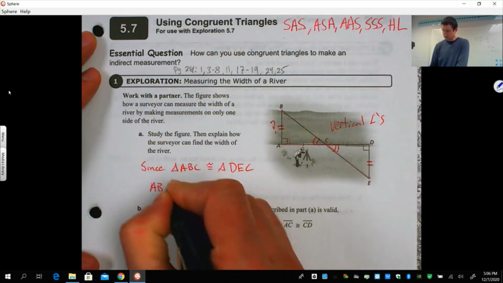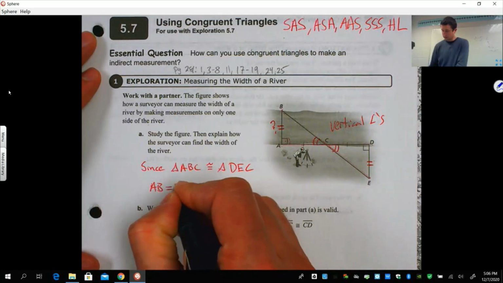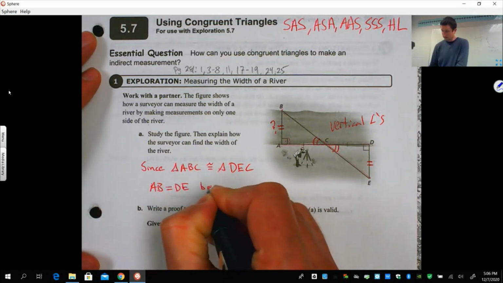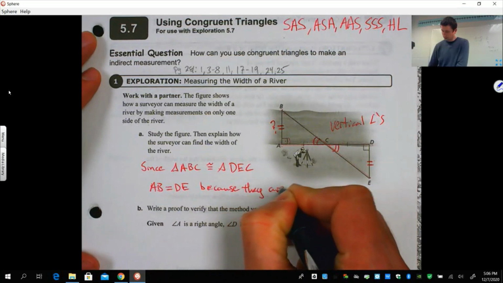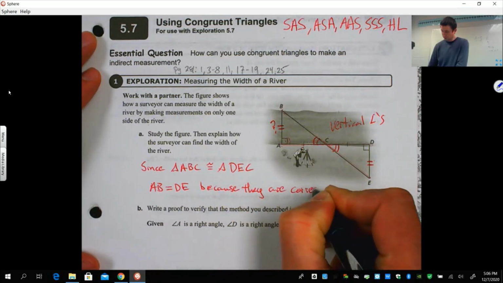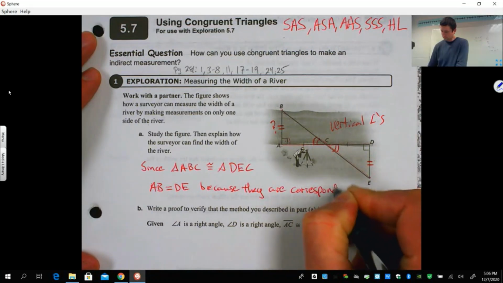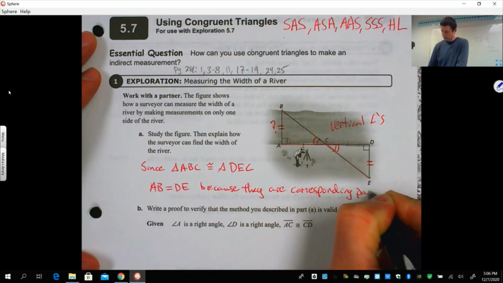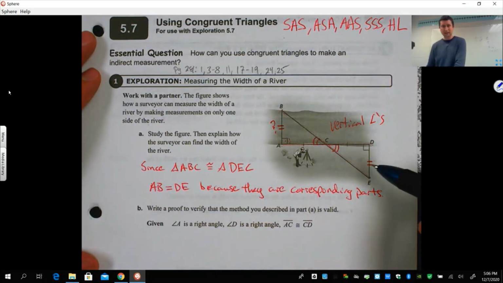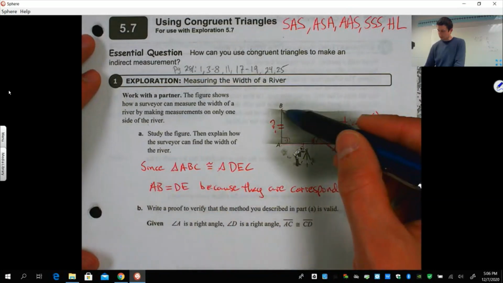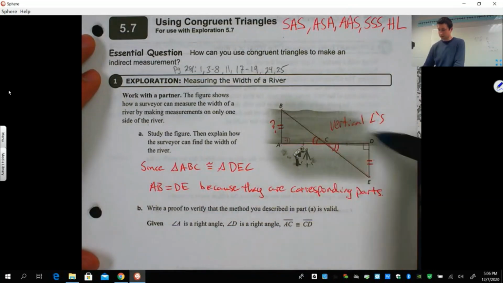AB, the length from A to B, would equal the length from D to E because they are corresponding parts. They're corresponding parts of congruent triangles. Sometimes they add that, corresponding parts of congruent triangles. So since the two triangles are congruent, these are corresponding parts.